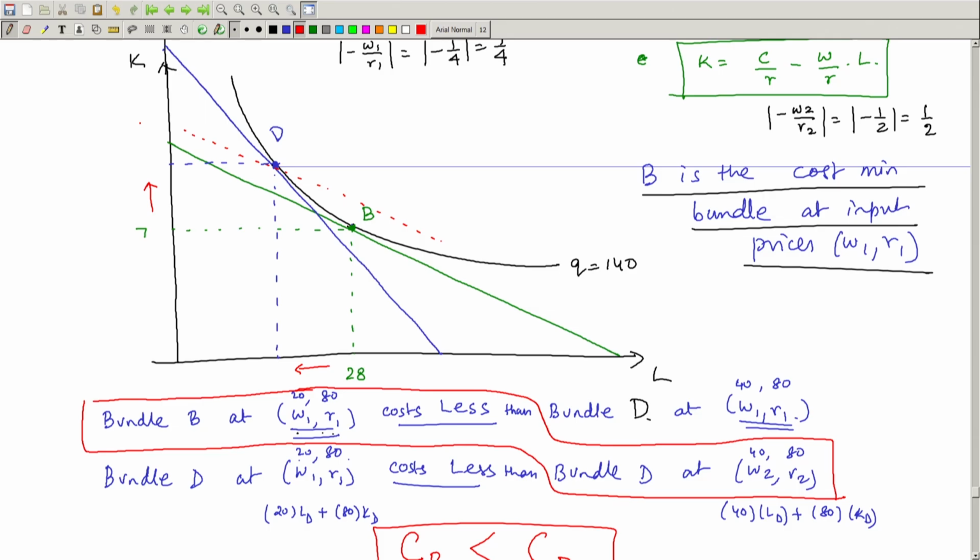Okay. So before I close, one last point. At these input prices W2 R2, try to solve for LD and KD, where you are producing 140 units of output at input prices 40 rupees per unit of labor and 80 rupees per machine, right. So please solve this.